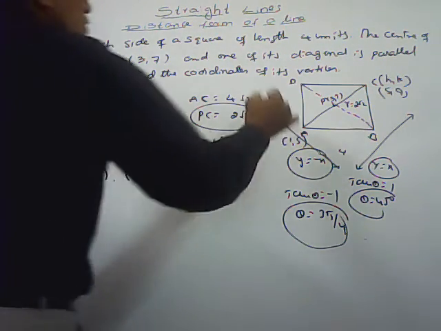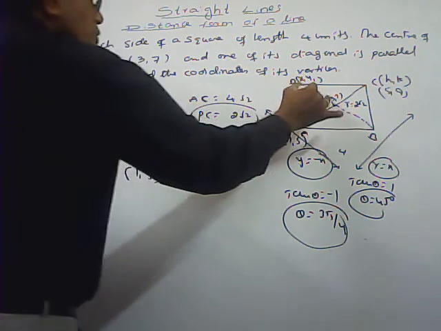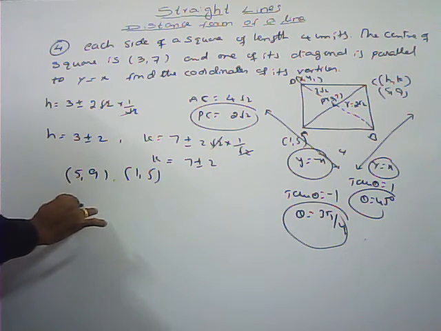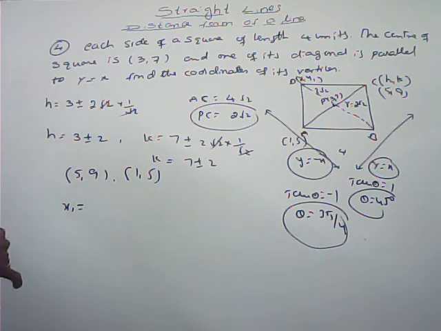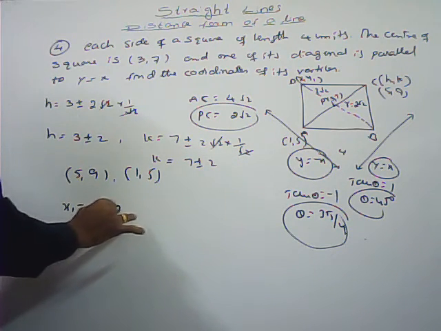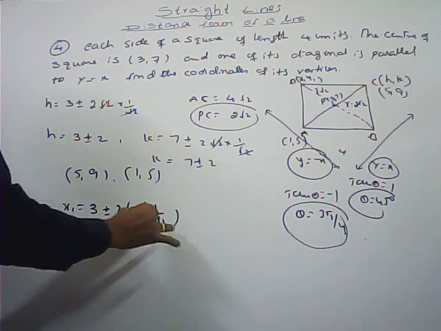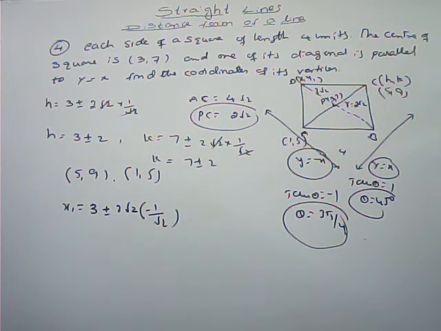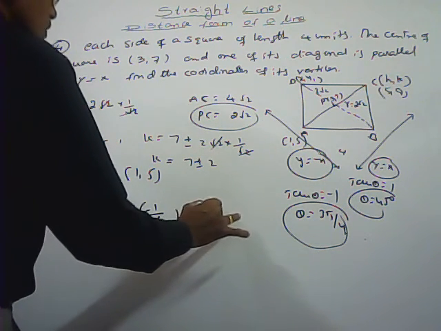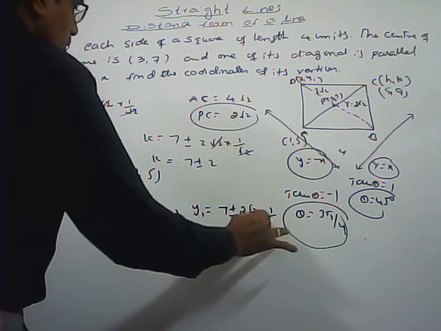Now, here also I am taking x1, y1. Now, this is also the same, 2 root 2 units. x1 is equal to 3 plus or minus r cos theta, cos 3 pi by 4, that is minus 1 by root 2. Cos 135, cos 90 plus 45, minus sin 45, minus 1 by root 2. y1 is equal to 7 plus or minus r sin 135, that is 1 by root 2 only.